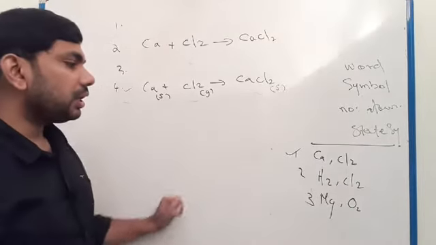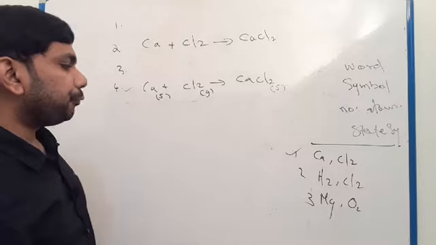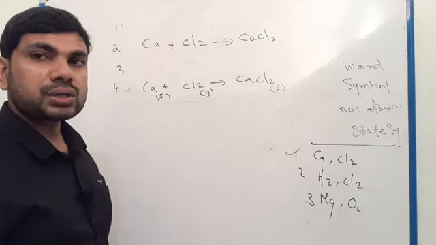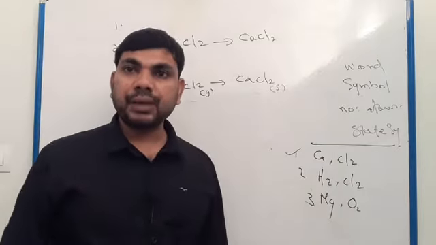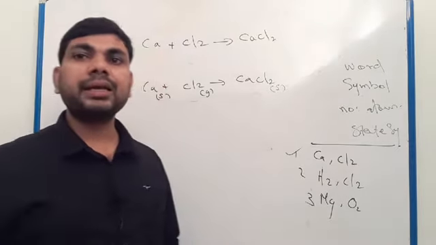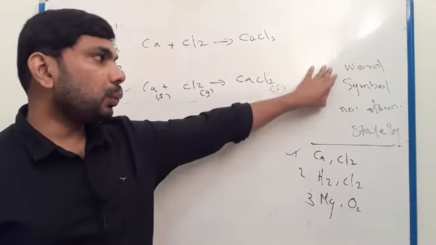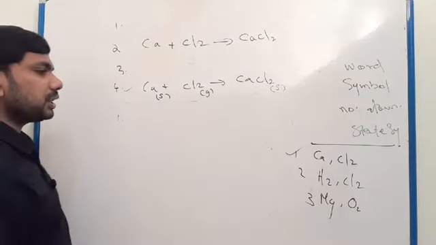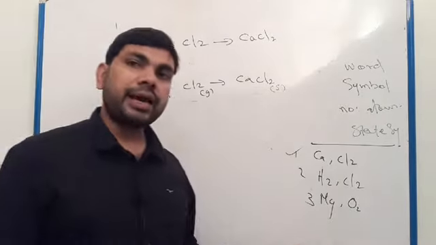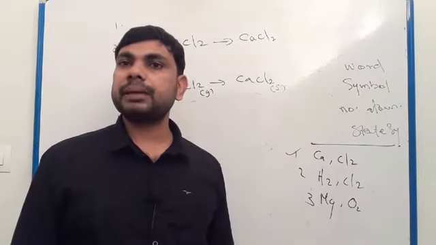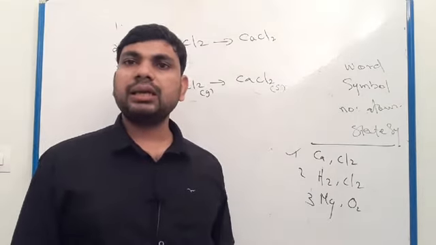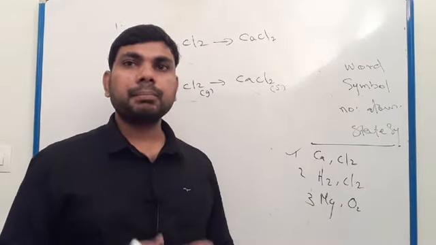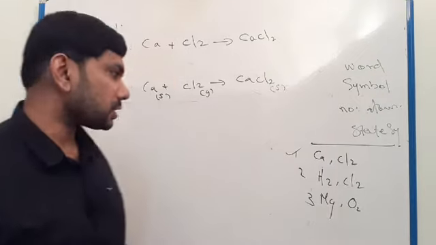Okay, next one, magnesium reacted with oxygen to form magnesium oxide. Magnesium plus oxygen giving magnesium oxide. So here we have different steps. First step, write down the word equation for this chemical reaction. The word equation is magnesium plus oxygen giving magnesium oxide.